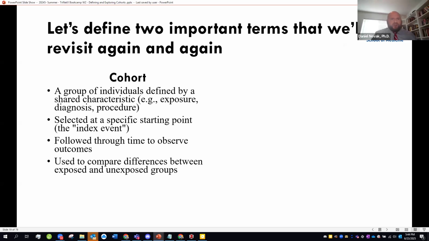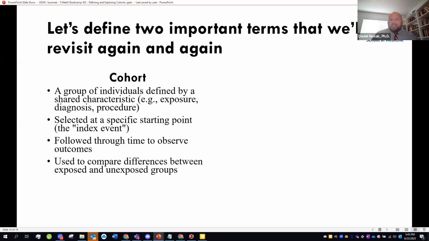The first is the concept of a cohort. A cohort is really simply a group of individuals who share a common characteristic, whether it's an exposure, a diagnosis, a procedure, or a medication. Any number of different things can define a cohort. Age is a very common one, but having red hair, for example, could also be a cohort definition. Really anything that you're using to divide the bounding of your group is what defines your cohort.